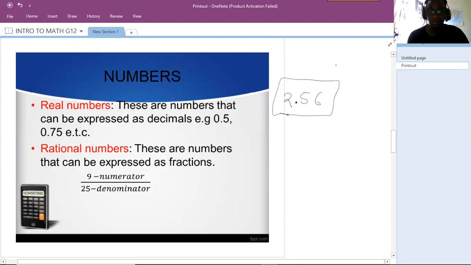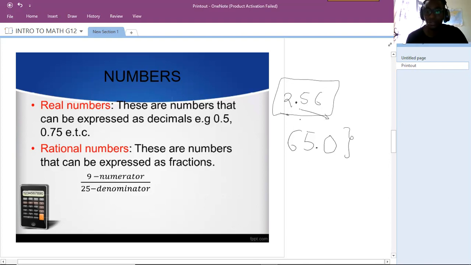So any number that can be expressed as a decimal is known as a real number. If I have a whole number, let's say 65, I can express 65 as a decimal by adding a decimal point at the end of it. That would be 65.0. So this whole number can be expressed as a decimal. So any number that can be expressed as a decimal is known as a real number. And remember, with decimal numbers, we count the decimal places starting from this point.